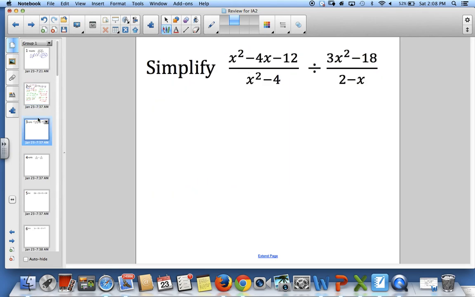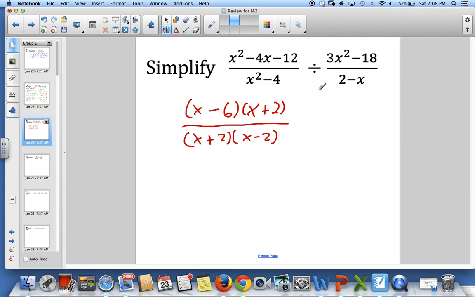Okay, here we're going to simplify this expression so it involves just some factoring, really. So we're going to factor this thing. So I do this. I'm looking for two numbers that multiply to 12 and subtract to 4. That's going to be 6 and 2. Bigger number gets this sign here, so that's minus and that's plus. X squared minus 4, we should see that immediately as x plus 2, x minus 2.